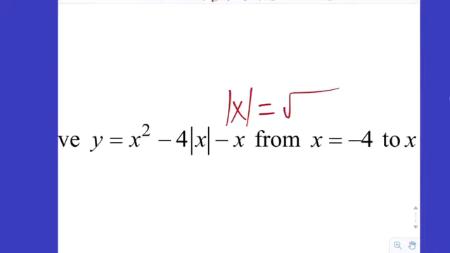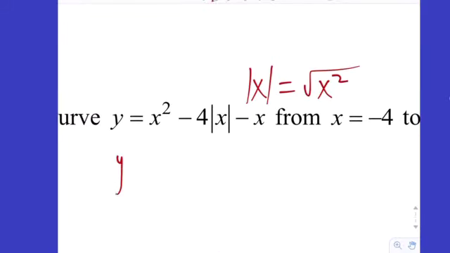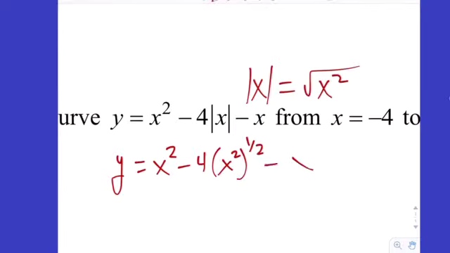Using the identity, the absolute value of x is the square root of x squared. In that order, right? In that order. So let's see what that would look like. That'd be y equals x squared minus 4. Now, instead of calling it the square root of x squared, I'm going to call it x squared to the 1/2 power. Same thing, minus x.